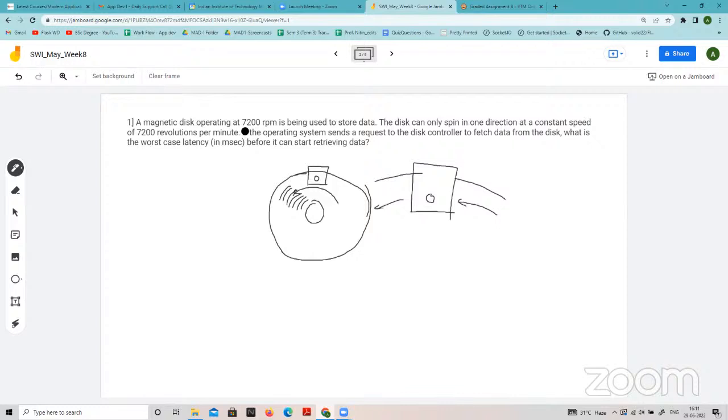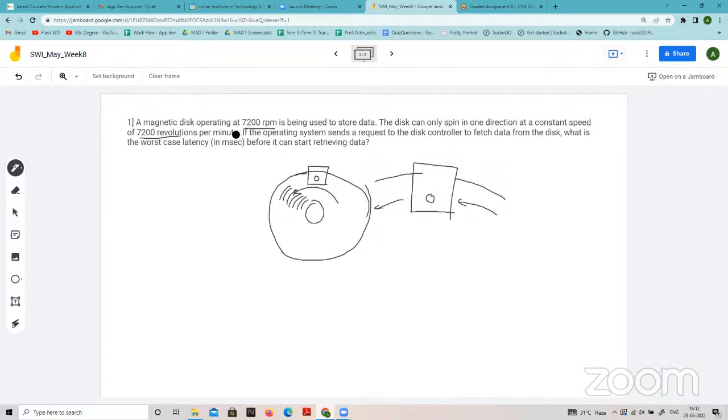One is the speed of the disk. Okay, 7200 RPM. By the way, the actual speed of this is 7200 revolutions per minute. Although both are the same, I mean there can be a difference. Okay, what is the difference? In a general question, a magnetic disk operating at 7200 RPM is being used to store data. This is the rating of the disk.